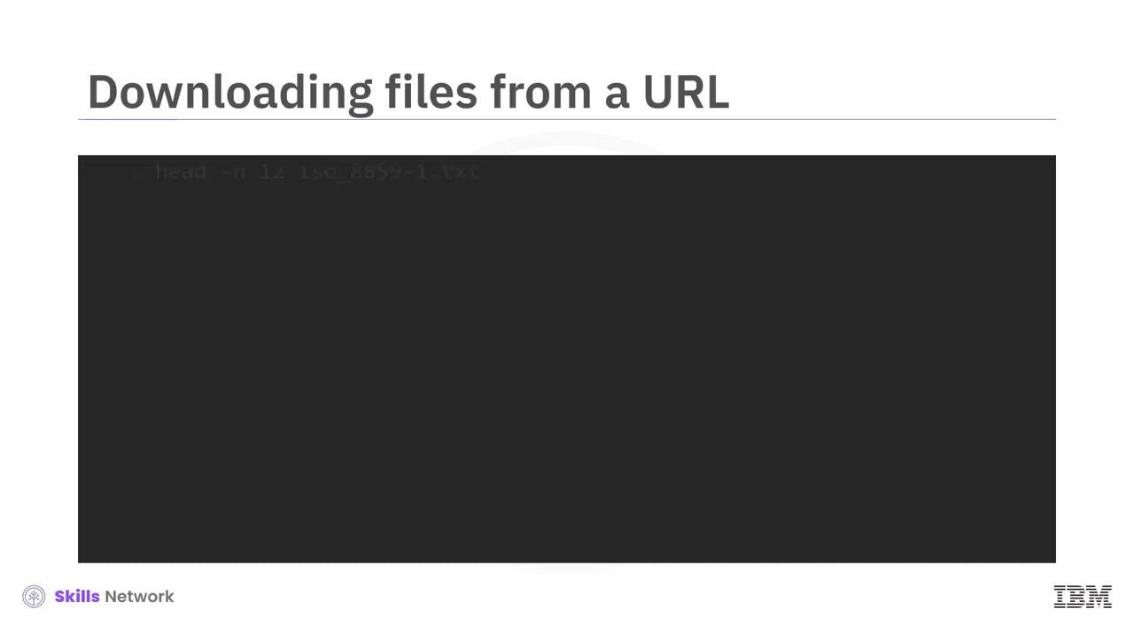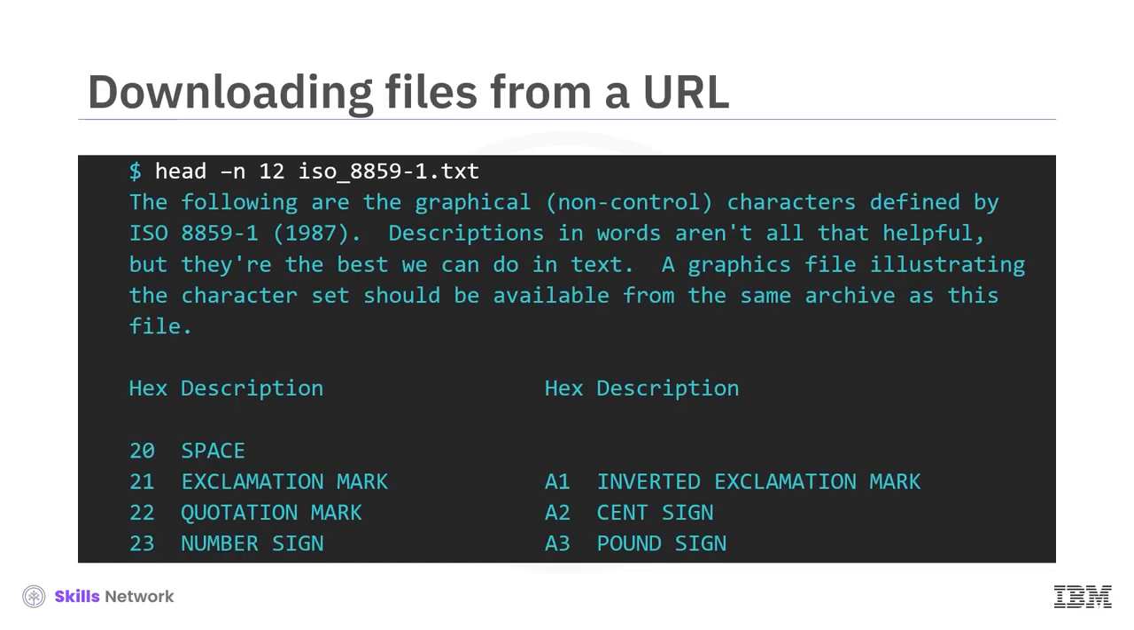By entering head -12 ISO_8859-1.txt, you see the first 12 lines of the contents of the downloaded file. As expected, the file contains the exact same data that you just saw on the previous slide.